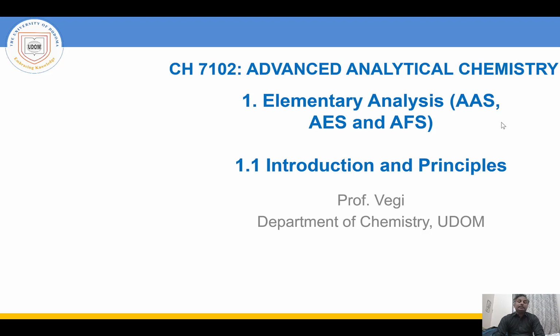Here, under elementary analysis, we have three instruments: atomic absorption spectrometer, atomic emission spectrometer, and atomic fluorescence spectrometer. In this concept, first of all, we are going to learn about the introduction and principles.